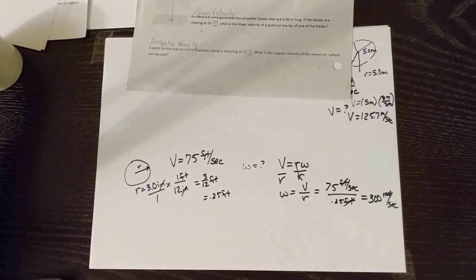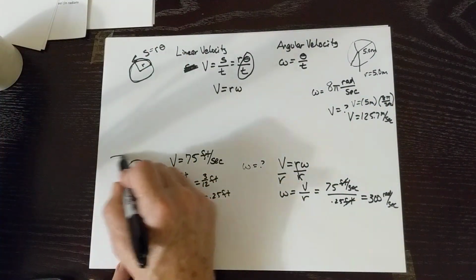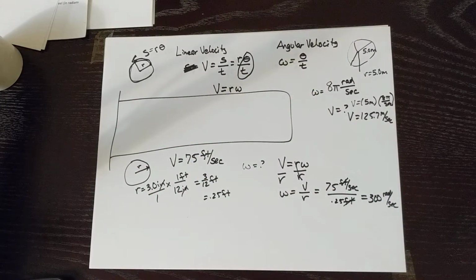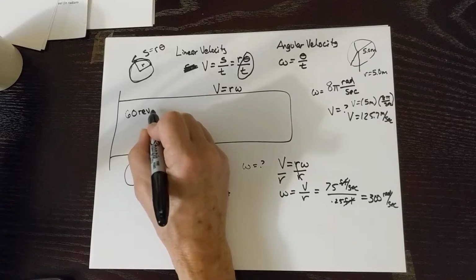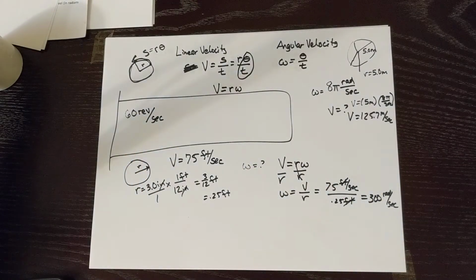I want to say one more thing about angular velocity. Sometimes they will ask you to find something and they'll give it to you in terms of revolutions per second. So if they say, for instance, let me just draw a little box outside of our examples that we had in class. What if they say 60 revolutions per second? They say something's traveling at 60 revolutions per second.